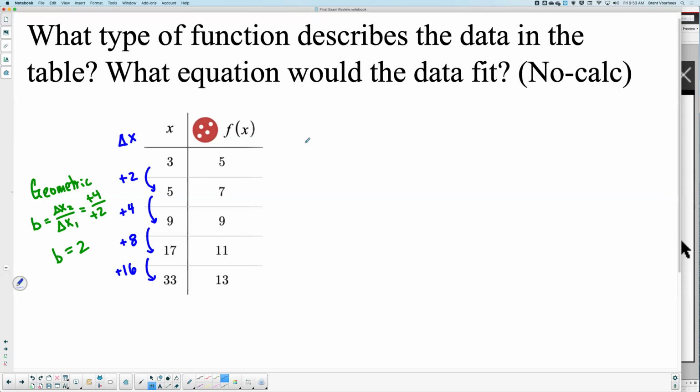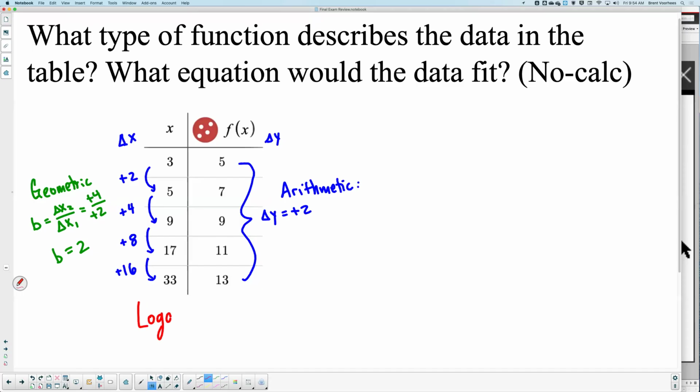Okay, now tell me about the delta y's, I should say. The delta y's. It's plus 2. This is arithmetic. It's plus 2. Delta y is equal to positive 2. Therefore, this is arithmetic. By definition, what type of function is geometric in its x column and arithmetic in its y column? This is a logarithmic. Is it a logarithmic growth or decay?